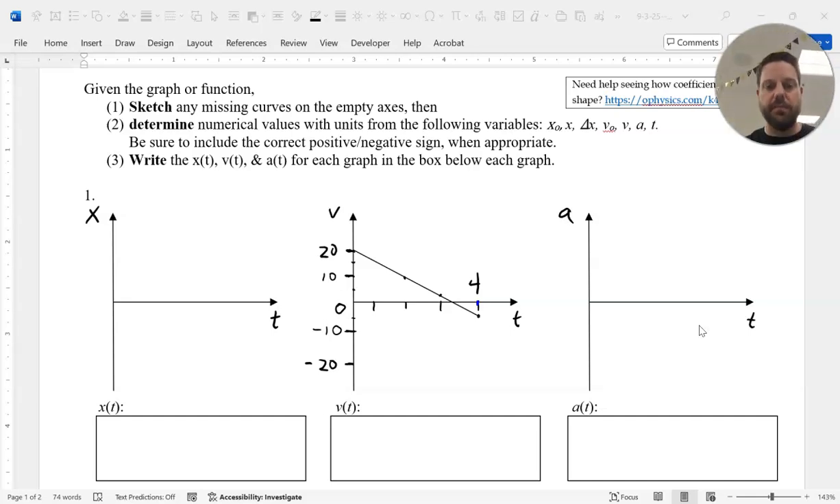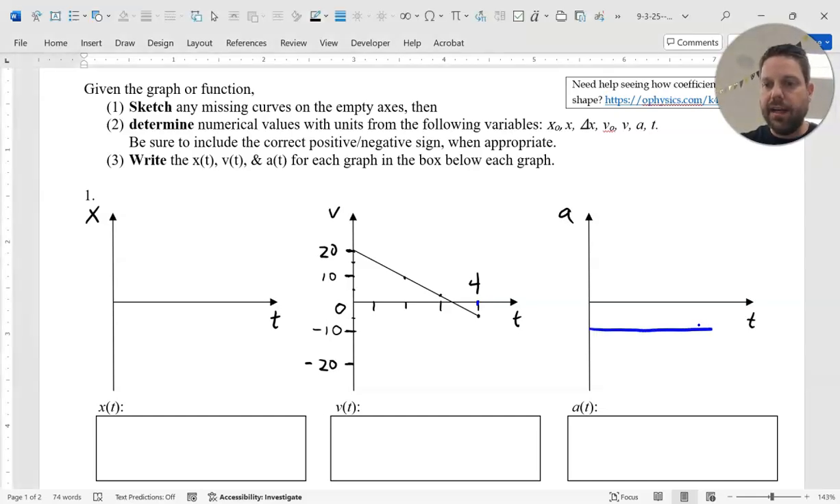So problem number one gives us a velocity time graph with some numbers to use here, and it wants us to sketch any of the missing curves. So I know right away that the slope of this velocity time graph is going to give me the acceleration. I can see that that is a negative constant slope, so that's going to tell me that I can plot a negative constant acceleration. And I'm going to try and get the number value from the slope here in a second. In terms of the position time graph, I don't know where to start, so I'm just going to start at 0 meters.